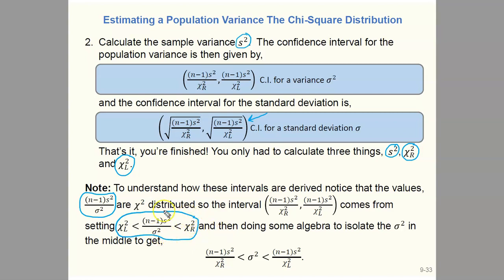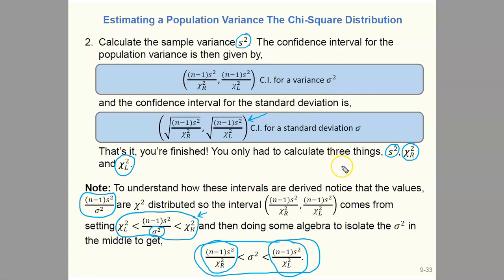So taking this inequality here then and doing a little bit of algebra to isolate the population variance symbol in the middle of the inequality, you'll end up with this. And you notice that this is our left-hand endpoint for our interval, and this is our right-hand endpoint from the interval. So these intervals come from this inequality right here, and just taking it and isolating the sigma squared in the middle. So that's where these come from.